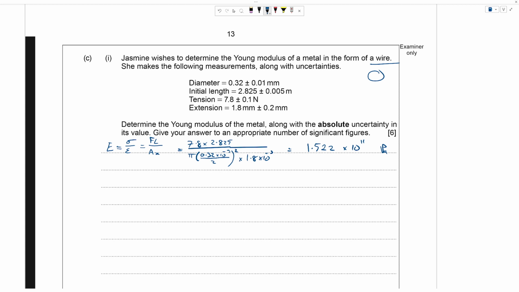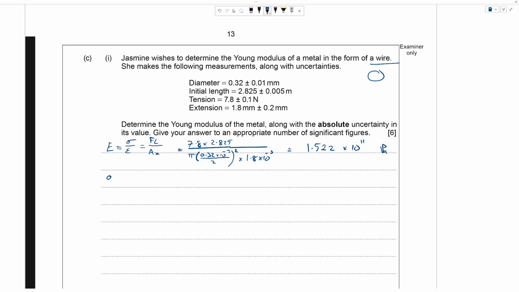It's always worth having that in mind when you're calculating something like this, because you do frequently have a calculation with a lot of powers of 10 flying about. So it's always worth thinking to yourself, does my answer seem reasonable? Hundreds of gigapascals for the Young modulus of a metal certainly is reasonable. So now for the uncertainties.